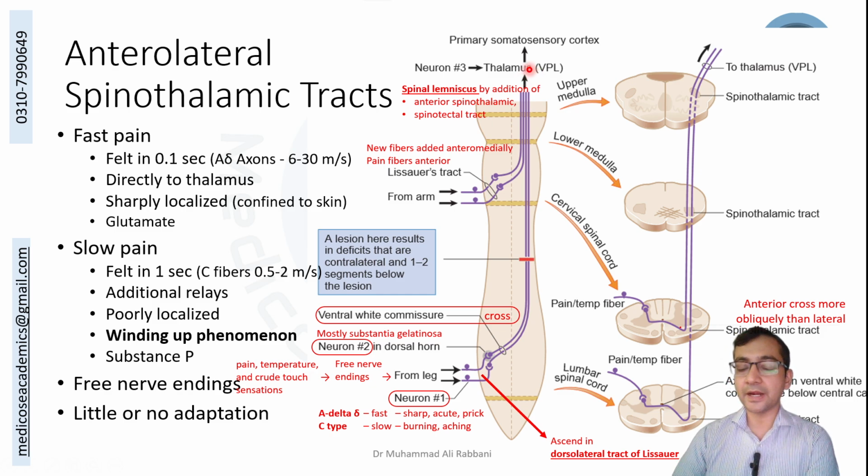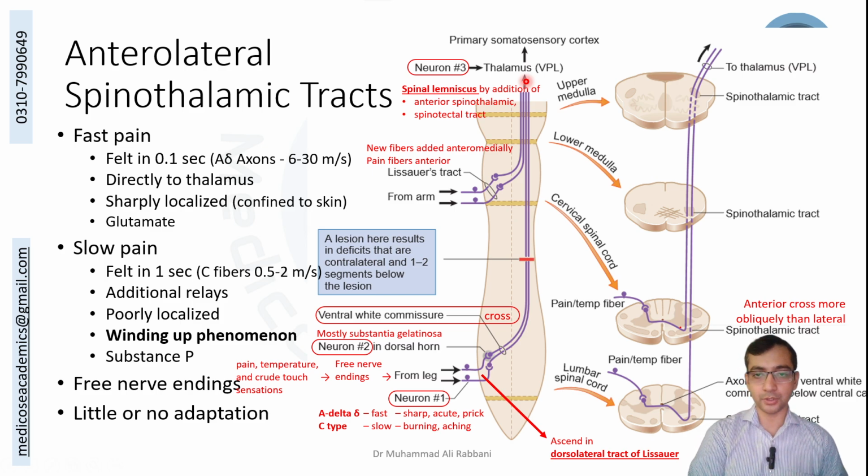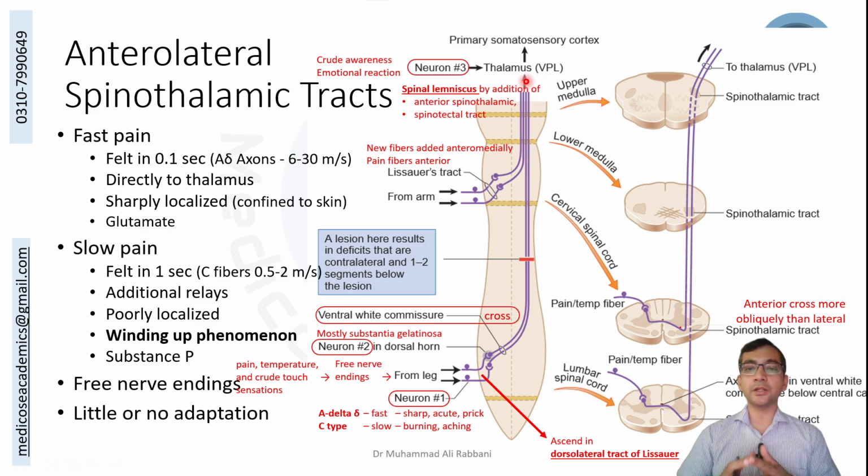In the thalamus it enters and synapses, and that is the third order neuron. In the thalamus, this particular neuron is in the ventro-posterolateral nucleus. So that is a third order neuron. Here a crude awareness and emotional reaction to the pain may be generated. You will feel the pain here. You will not be able to localize it very well. You will not be able to identify its different degrees, but you will feel the pain nonetheless.